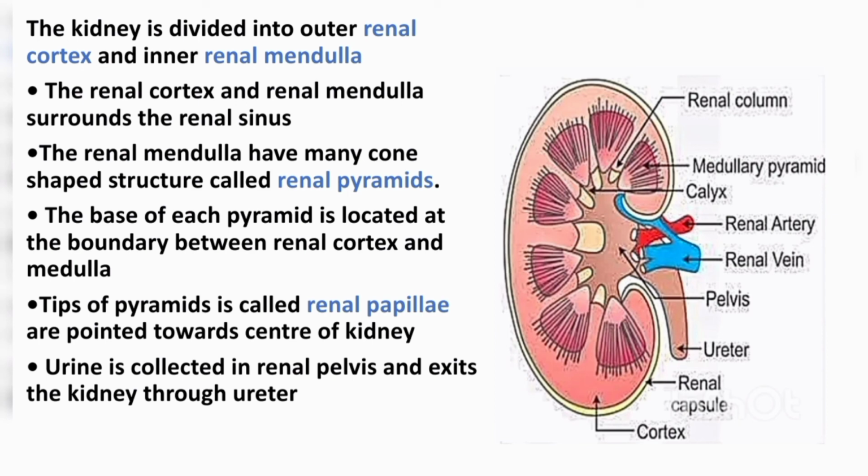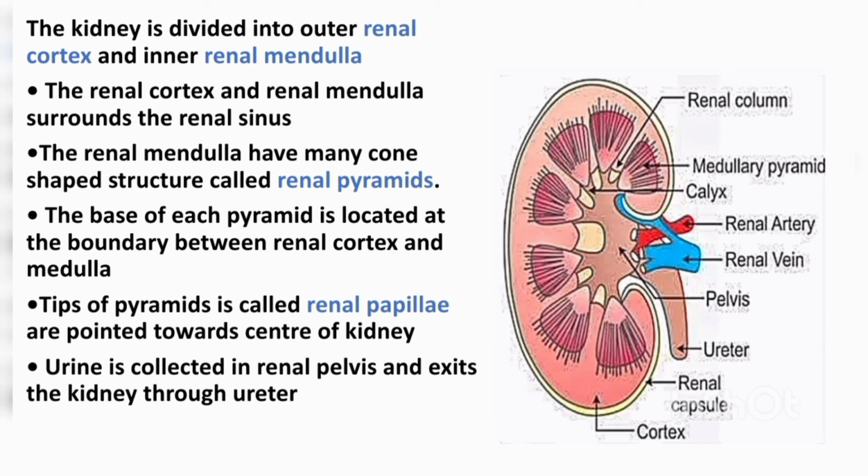As we have learned, the renal medulla is the innermost layer of the kidney. This innermost layer has many cone-shaped structures. As you can see in the picture, there are many cone-shaped structures present in the medulla, which are called renal pyramids. Now we learn about these cone-shaped structures, the renal pyramids.